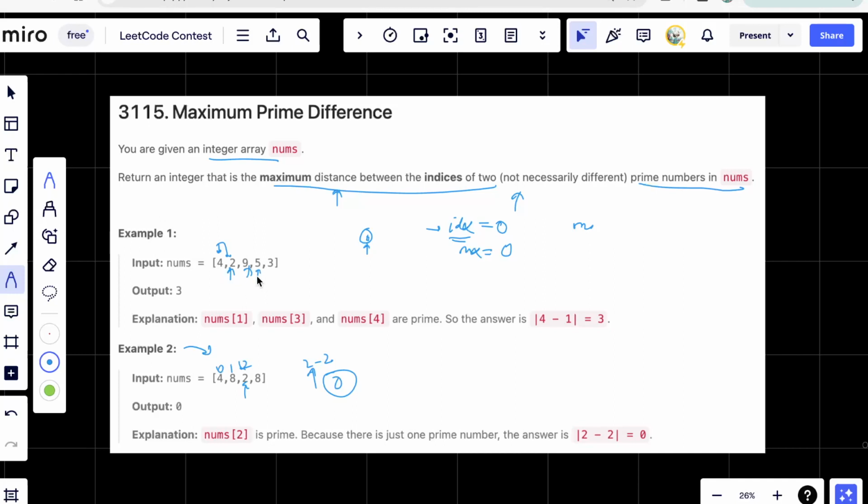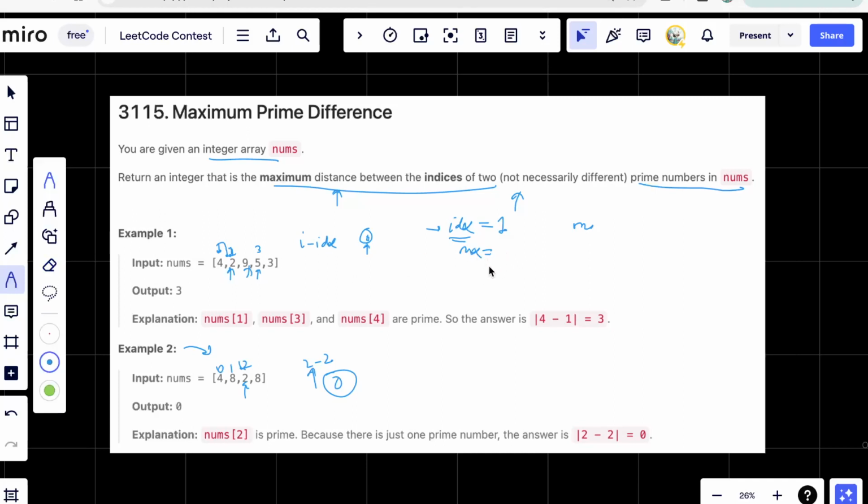So 5 is a prime number. Now I will check IDX again. IDX is now 0 and not -1, which means I have encountered a prime number before. So now I can calculate a distance. What is the distance? Oh, sorry, IDX is going to be 1 here. So this is the 1st index and this is the 3rd index. What is the distance between them? 3 minus 1, so basically i minus IDX. This we will include in our mx variable because it is greater than the mx value 0.